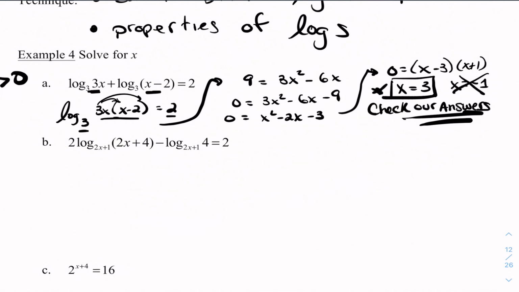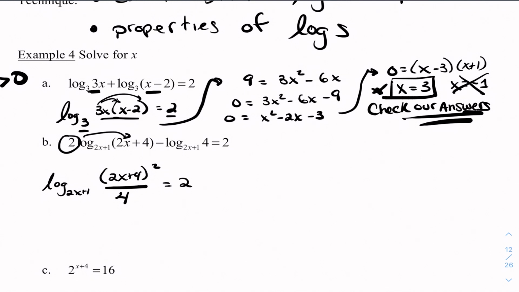We'll do 2 more of these, and then I'll give you the last one to solve on your own. So we have 2 log base 2x plus 1 of 2x plus 4, minus this, equals 2. First things first, anything that's in front, I need to move up. So I would have log base 2x plus 1 of 2x plus 4 squared. Subtraction turns into division, so over 4 equals 2.